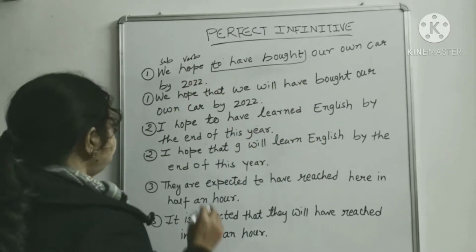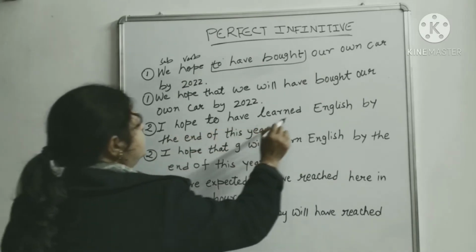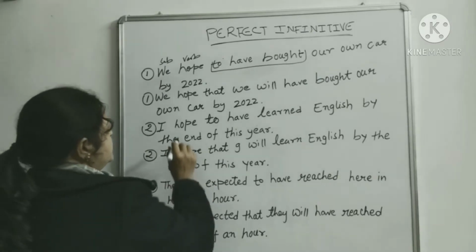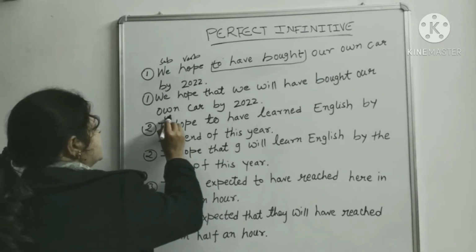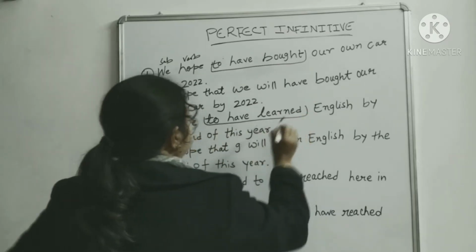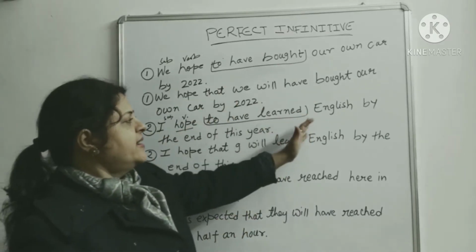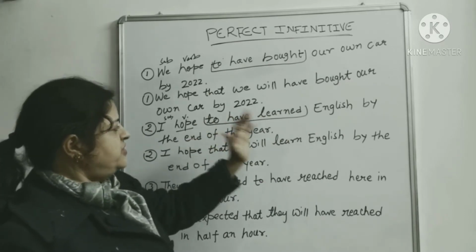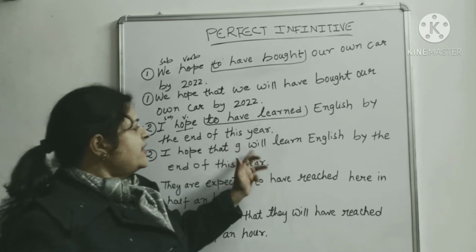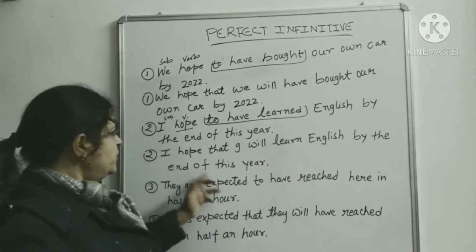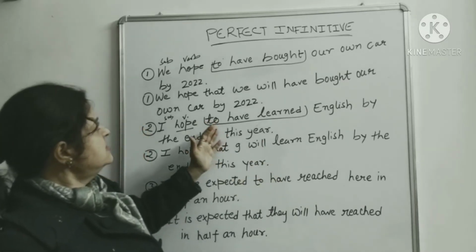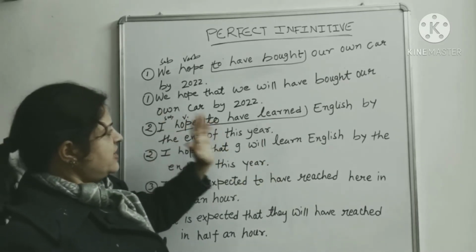Okay, now: I hope to have learned English by the end of this year. So you say I subject, then hope verb, and to have learned English by the end of this year. And the second sentence: I hope that I will learn English by the end of this year. This is the future perfect tense English sentence and this is the sentence of perfect infinitive.